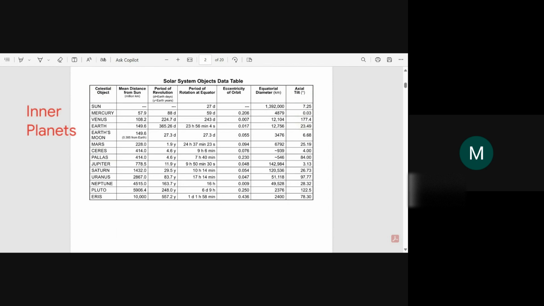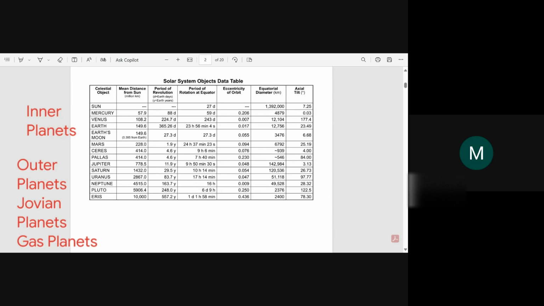If you can't remember, think about J with Jupiter: J for Jupiter, J for Jovian. These are your outer planets, your Jovian planets, or you can also say your gas planets.